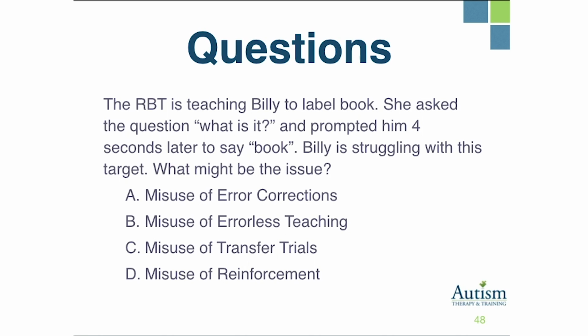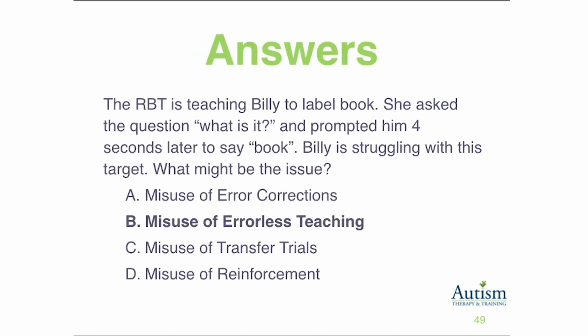The RBT is teaching Billy to label book. She asked the question, "What is it?" and prompted him 4 seconds later to say book. Billy is struggling with this target. What might be the issue? A, misuse of error corrections. B, misuse of errorless teaching. C, misuse of transfer trials. Or D, misuse of reinforcement. And the correct response would be B, misuse of errorless teaching.